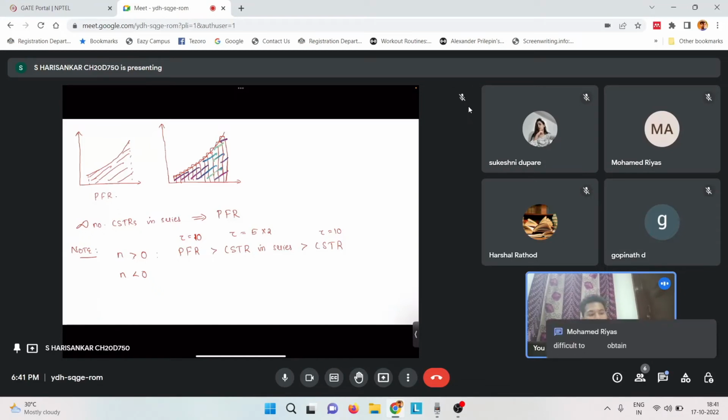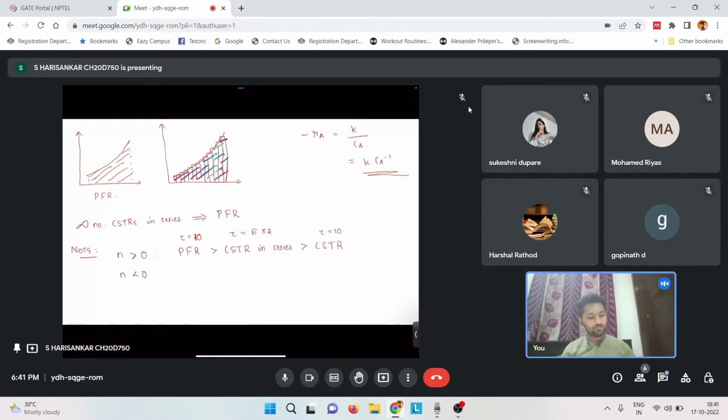Okay, so I'll show you. Let's say you have a reaction rate like this: Ra is equal to K by Ca, or this will basically be K Ca raised to minus one. So what is the order here? The order is minus one.